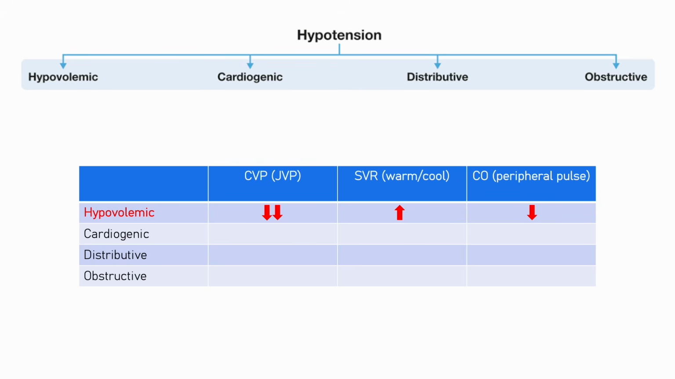And since the issue is volume loss, venous pressures are low, so the jugular venous pressure is typically reduced or flat. So in hypovolemic hypotension, we expect low CVP, high SVR, and low cardiac output, with 2 down arrows for CVP because that's the fundamental problem.